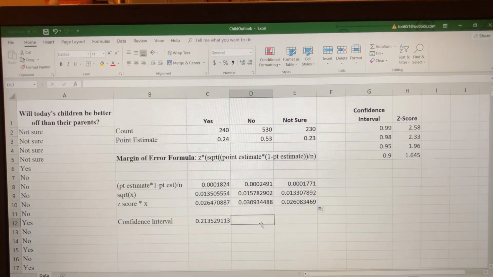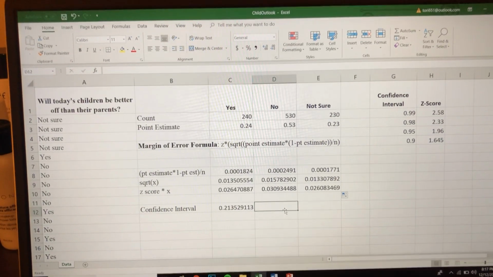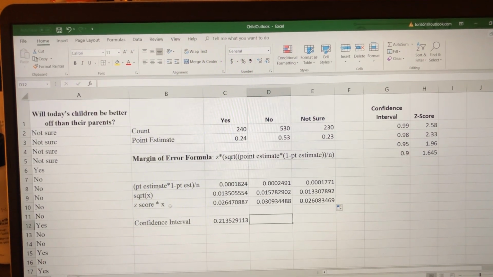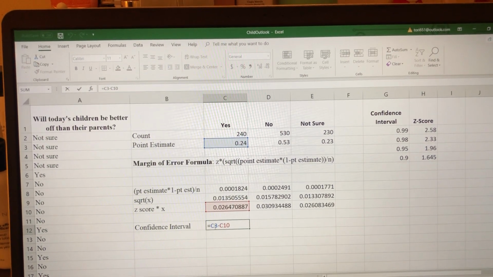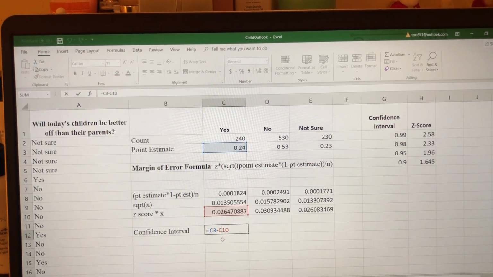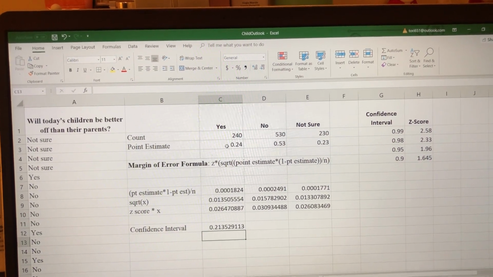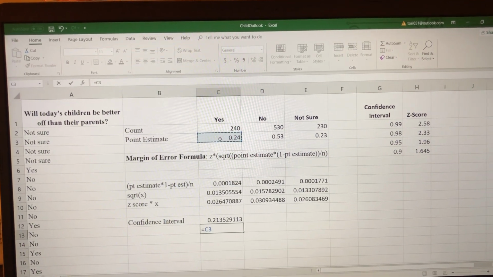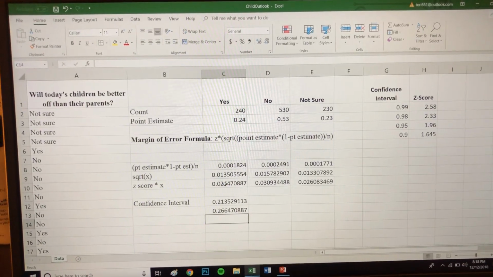Now, it asks for the confidence interval of the people that say, yes, today's children will be better off than their parents. So to find this confidence interval, we're going to take our margin of error and we're going to take the point estimate minus the answer that we got here. So that's going to be our lower bound. And then what we're going to do again is do equals, select that, plus our margin of error, and there we go.